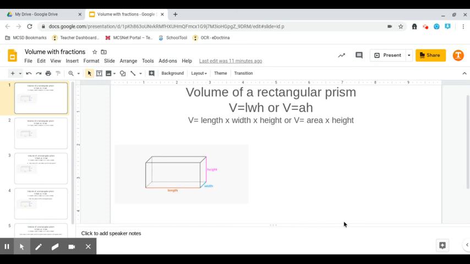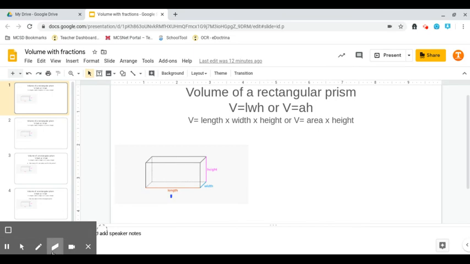All right, we're going to learn about volume of a rectangular prism. You've learned volume is V equals LWH, or volume equals length times width times height. So if we were doing this, it is the length times the width times the height. So I'll multiply this times this times this, and that will give you the volume of this shape.